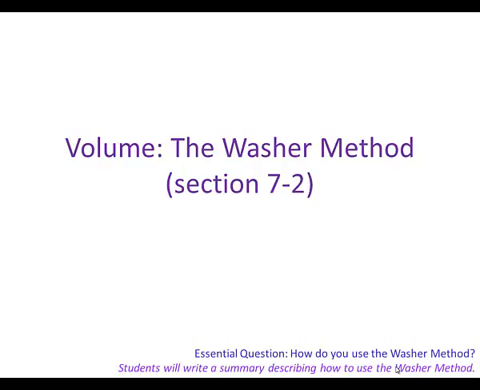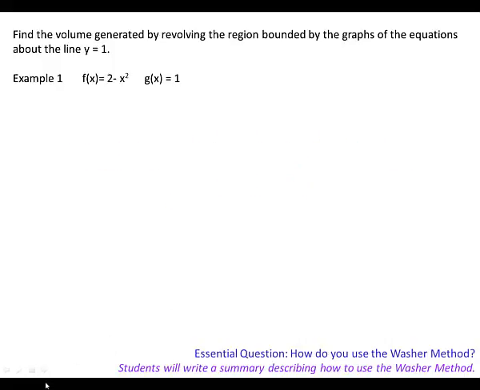Actually, before we do washers, we're going to do a little bit of other rotation around a line that's not on the x-axis. We need to find the volume generated by revolving the region bounded by the graphs of the equations, now revolving around the line y equals 1 instead of an axis. The difference between a disk and a washer is that with a disk, the function touches your axis of rotation. With washers, we do not touch our axis of rotation, which gives us 2 circles rather than 1.